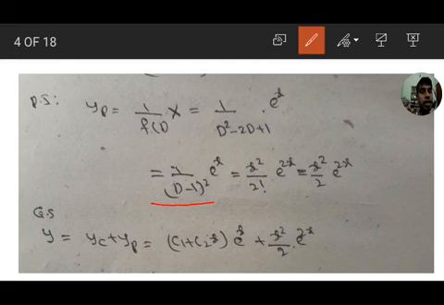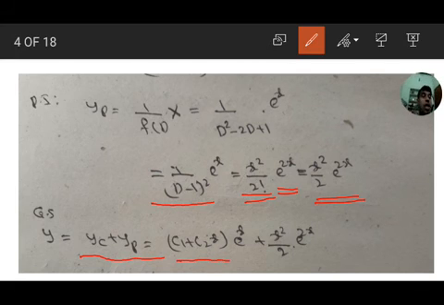How many times it is 0? 2 times, (D minus 1) whole square. Therefore x square by 2 factorial e to the power of x, that equal to x square by 2 e to the power of x. It is a particular integral. So general solution is yc plus yp, that is (c1 plus c2x) e to the power of x plus x square by 2 e to the power of x. It is total general solution of the equation.